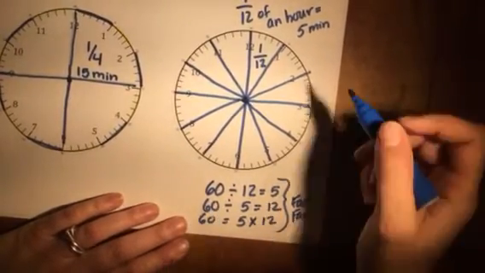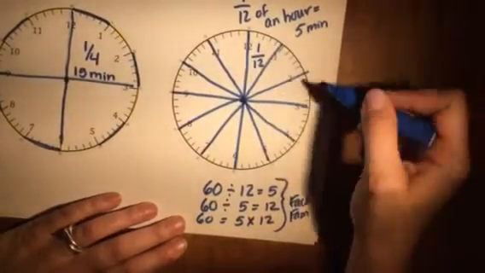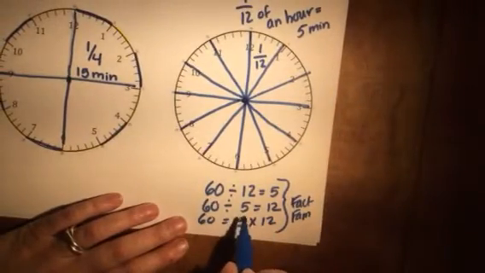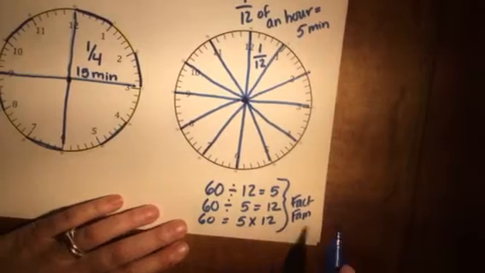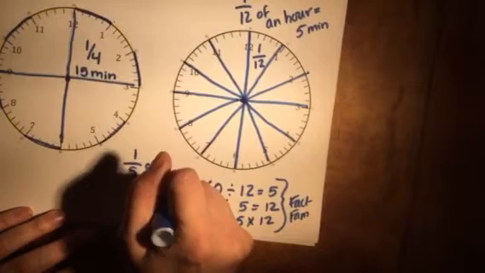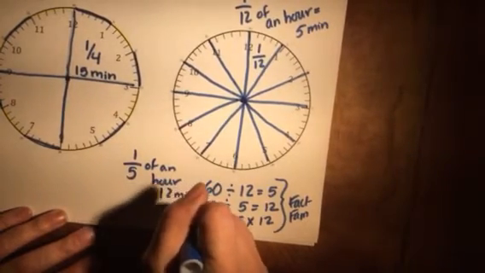So if each section is 1/12 and we have 5 minutes, then if we made 5 sections, they would each be worth 12 minutes. So 1/5 of an hour would be 12 minutes.